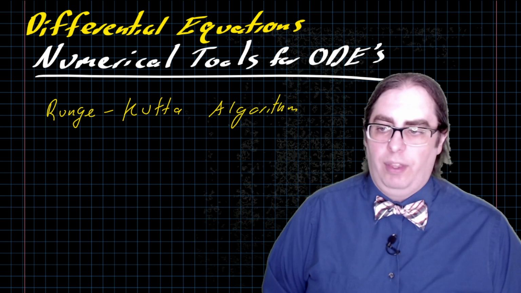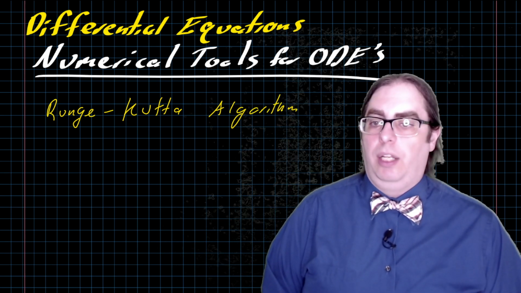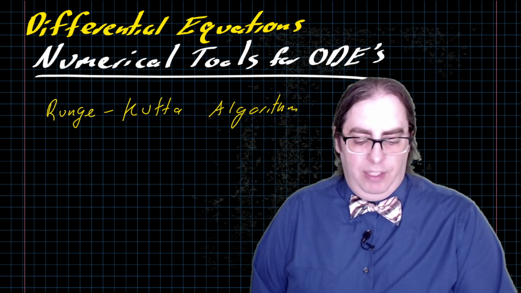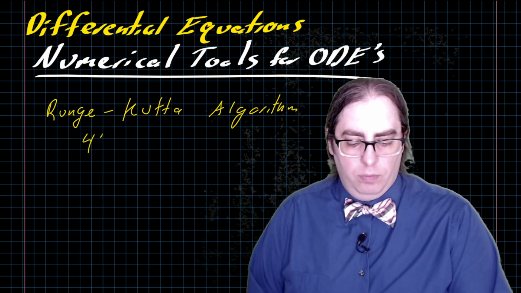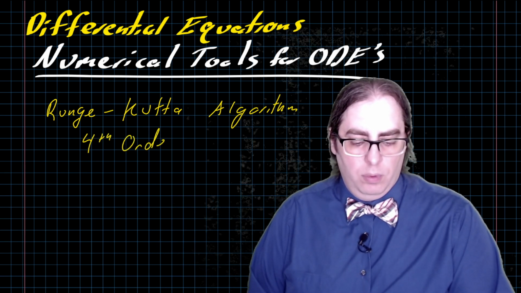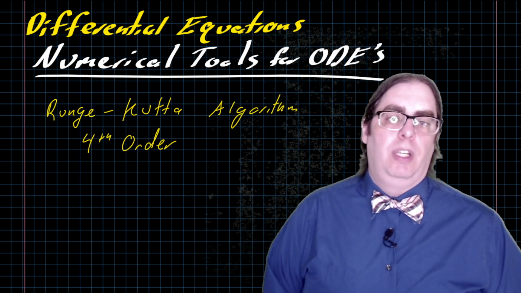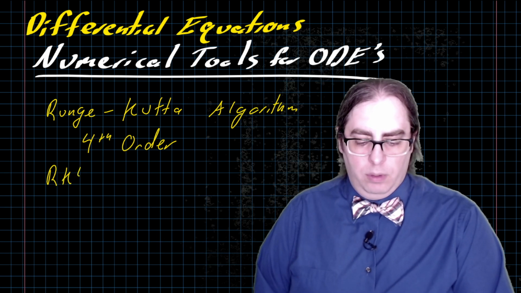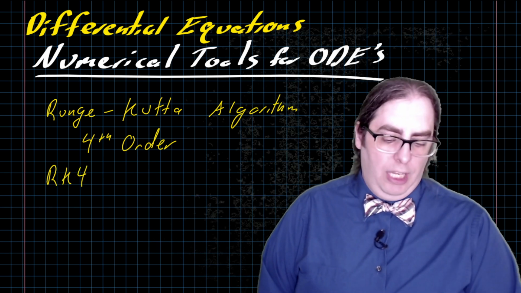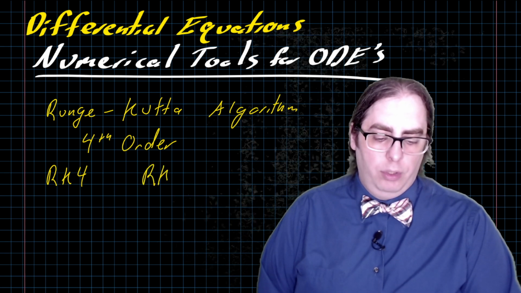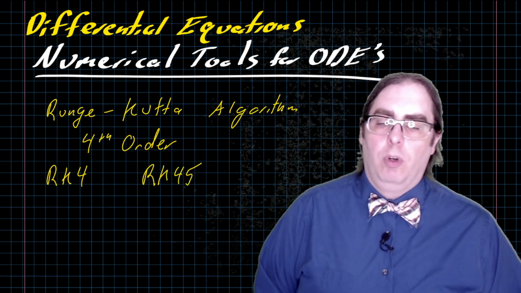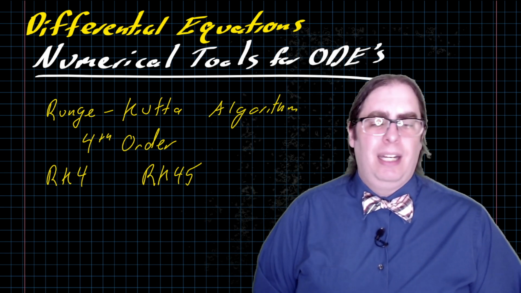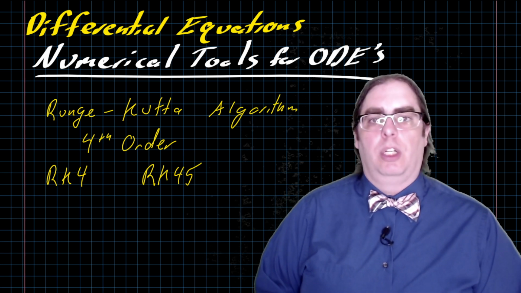Runge-Kutta algorithm, named after two computer scientists. There are a couple of these algorithms. The most popular variant is the fourth order algorithm, which is sometimes called RK4 and sometimes called RK45. The reasoning behind that is entirely based on how you are calculating error.